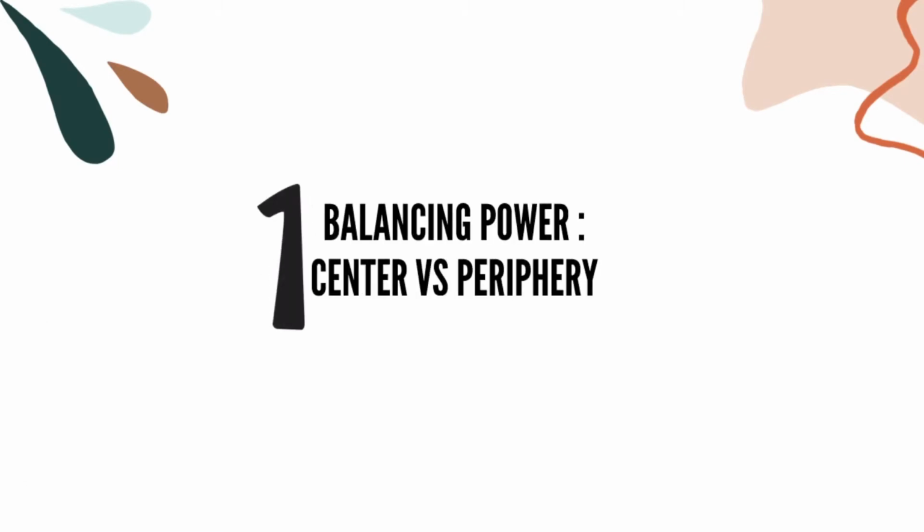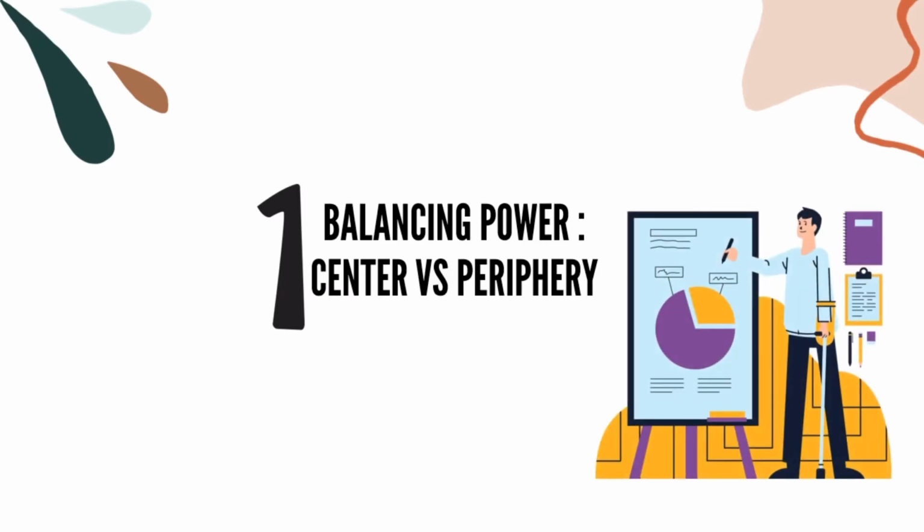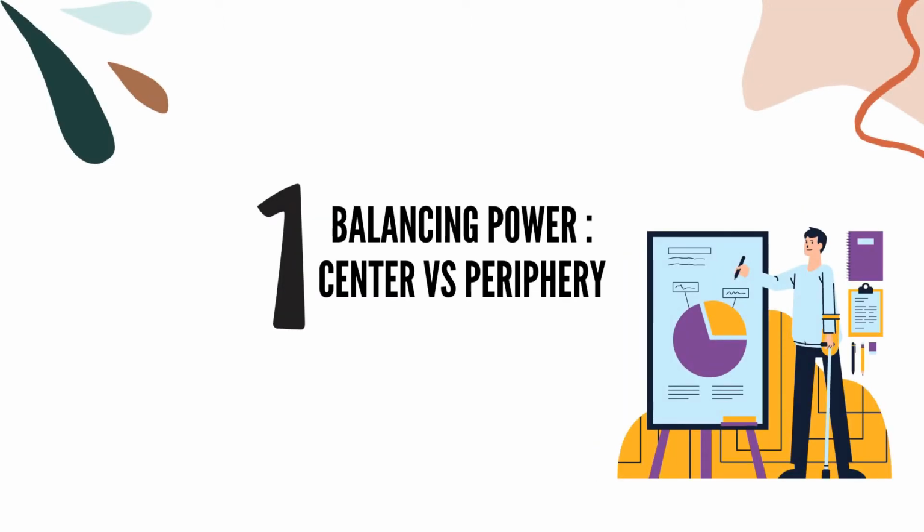The first point is balancing power, center versus periphery. Is information technology centralizing decision-making power in the hands of a few, or is it allowing many more people to participate in decisions that affect their life? So, what do you think and what do you see?